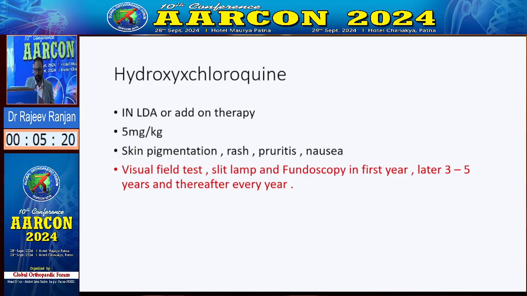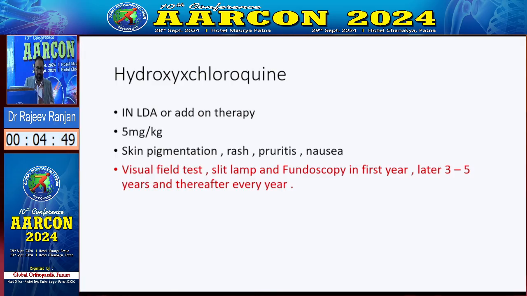And hydroxychloroquine can be used in patients with low disease activity, and it's most often an add-on therapy. Remember, whenever you're prescribing hydroxychloroquine, don't cross the dose beyond 5 milligrams per kg body weight. Once you cross more than 6 or 7 milligrams per kg body weight, the toxicity can increase. It often causes skin pigmentation. If the benefits are more than the risk, you can counsel the patient to continue hydroxychloroquine. It contains a sulfate moiety. Sometimes it can cause rashes, pruritus, and nausea.